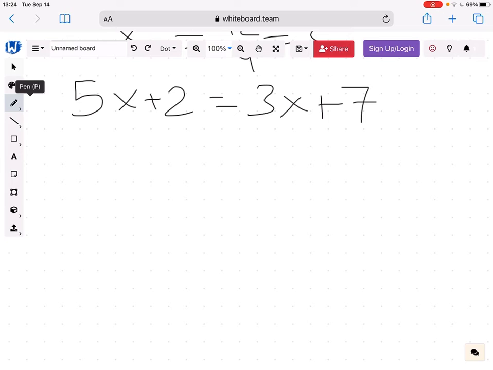So 5x is already on the left-hand side. That's fine. But we have those 3 x's sitting on the right-hand side. Well, what do we need to do? We need to get rid of it. So we're subtracting those 3x's. Again, we have to do the same thing on both sides. So we have to subtract 3x on the left-hand side.